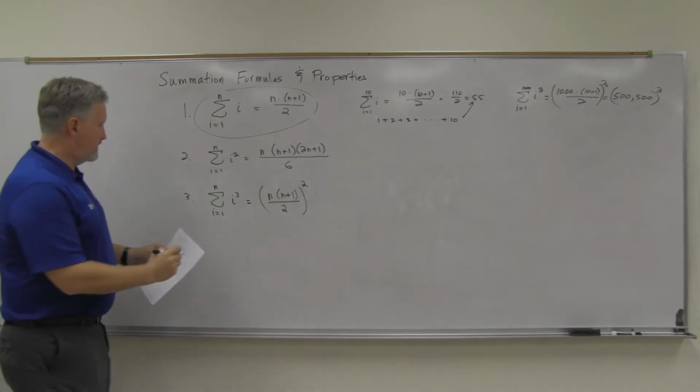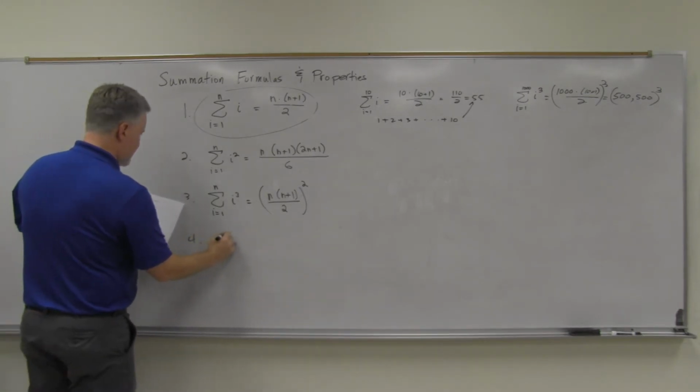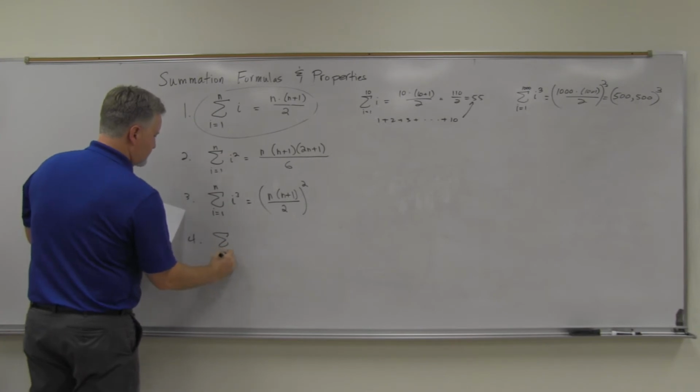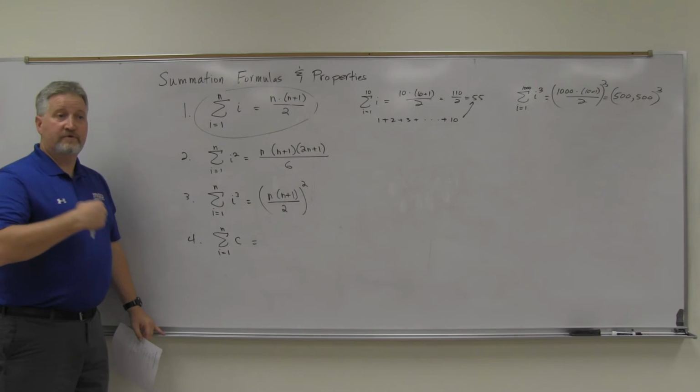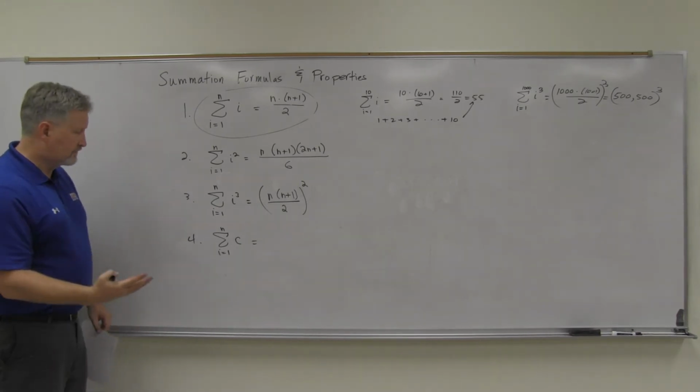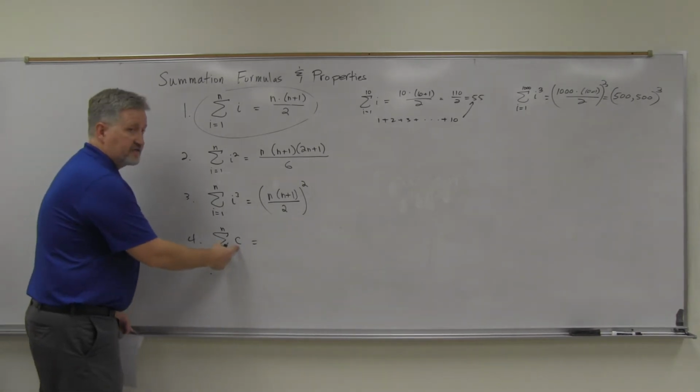All right, then number 4, we got the summation i equals 1 to n of c. Well, again, using our usual rule of thumb there, c is just a constant.